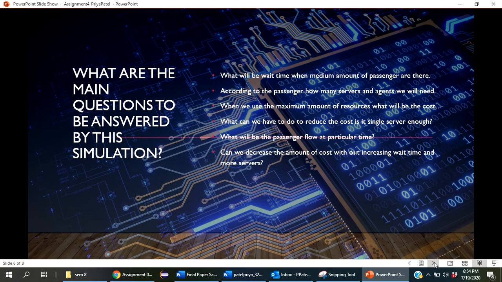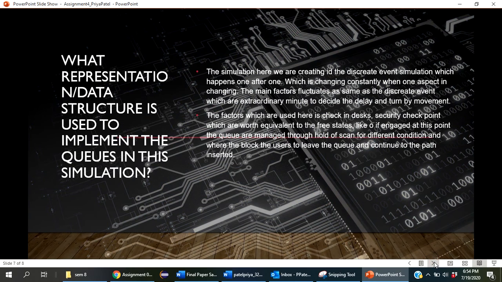When we use the maximum amount of resources, what will the cost be? What can we do to reduce the cost if we are using a single server? Will the single server be enough or not? What will the passenger flow be at a particular time? If we know the passenger flow, we can determine the wait time. We can assign the resources accordingly, and according to the resources, we can save the cost. Can we decrease the cost even with increased wait time and more service, right? These are the main questions.